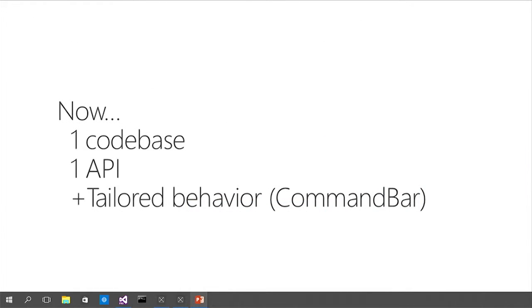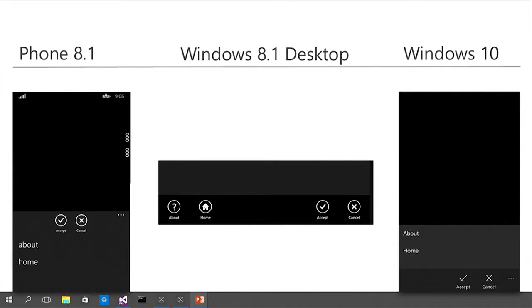So now what do we have? We have one code base, one API, but we still have this tailored behavior when we're talking about the command bar. And what do I mean by that? To give you a quick look, here again we have Windows Phone 8.1, the app bar experience on the left when it was opened, on the desktop, and then what do we see in Windows 10? You'll see a lot of similarities, but there are some differences that you should understand.